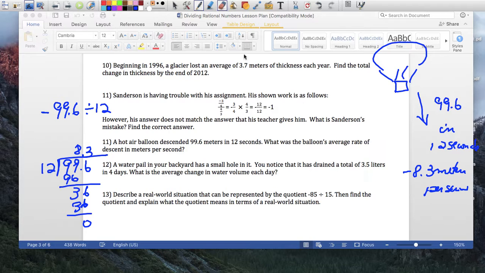Now, I'm going to take the negative out. So your answer was that he's 8.3 meters of descent. So if by writing that, okay, because distance can't be negative, right? 8.3 meters of descent. So that takes care of the negative.